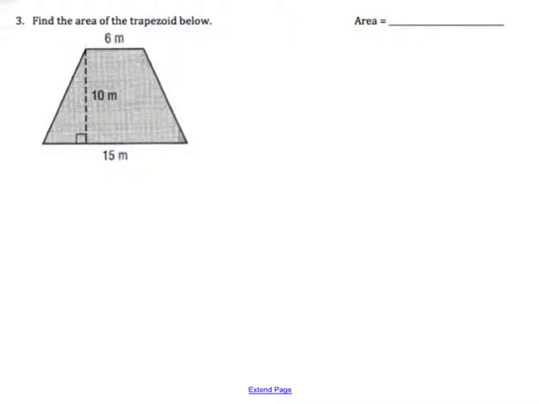Let's take a look at number 3. You want to find the area of the trapezoid below. So to find the area of the trapezoid, your height is 10.